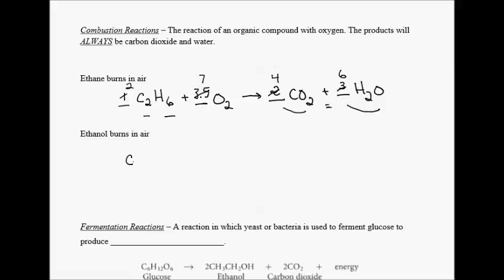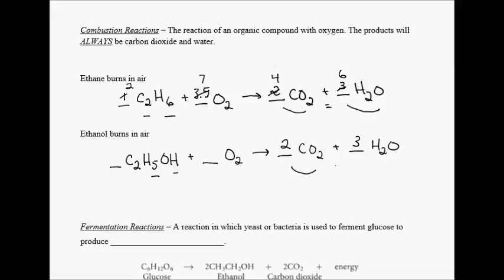Ethanol, C2H5OH. So one of the H's is replaced by an OH. Reacts with oxygen to form CO2 and water. 2 carbons, 2 in front, 6 H's, 3 in front. 2 times 2 is 4, plus 3, 7 oxygens, but I already have 1, so I need 6 more, so a 3 in front. So in combustion, an organic molecule reacts with oxygen to form carbon dioxide and water.